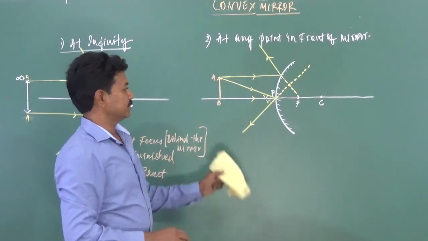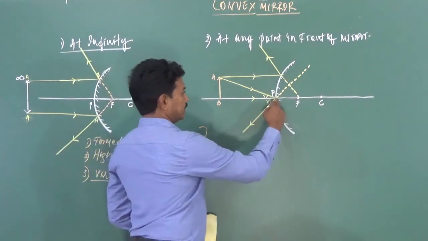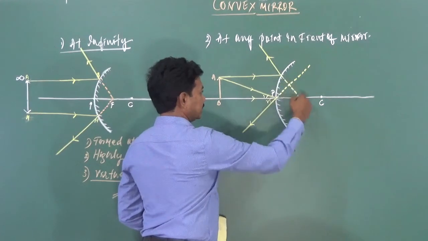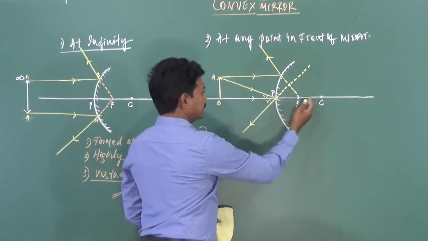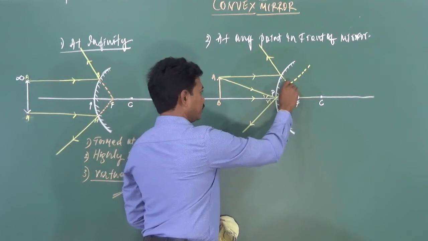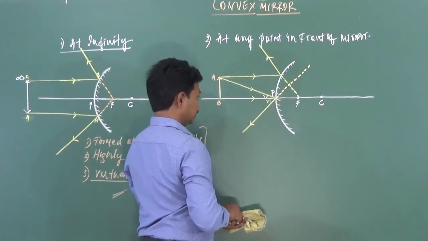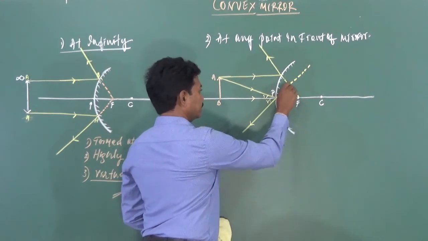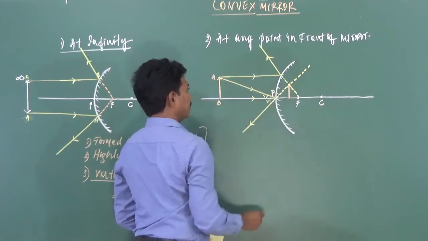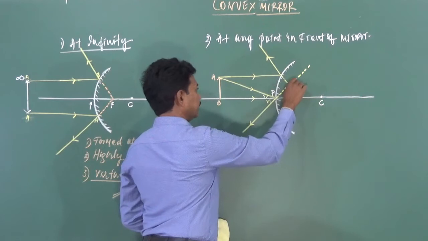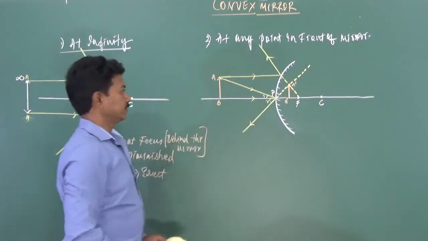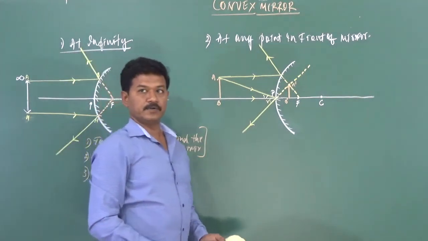That is, the 2 virtual light rays meet at a point behind the mirror. So this will be the point where the image is formed. Let us take it as the image formation here. So this is the image formed. Let us call this image A dash B dash. So this is where the image is formed.